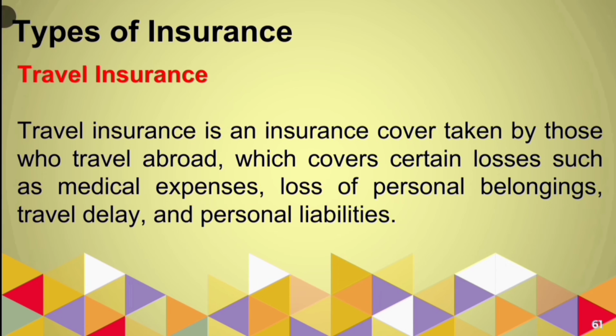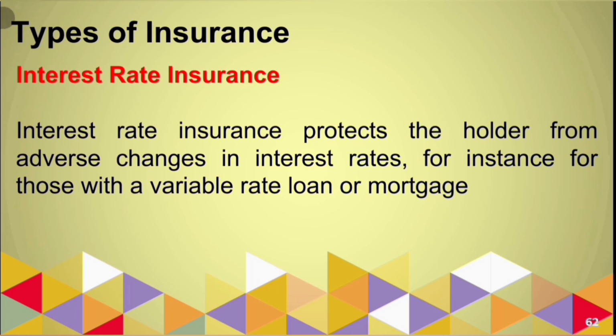Types of insurance. Travel insurance. Travel insurance is an insurance cover taken by those who travel abroad, which covers certain losses such as medical expenses, loss of personal belongings, travel delay, and personal liabilities. Types of insurance. Interest rate insurance. Interest rate insurance protects the holder from adverse changes in interest rates, for instance, for those with a variable rate loan or mortgage.